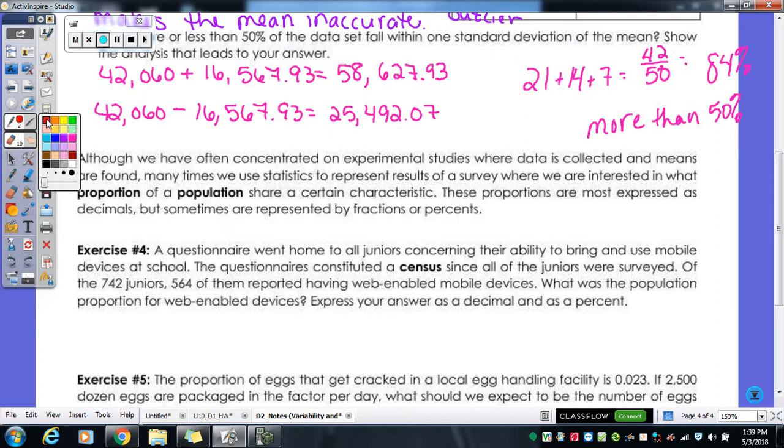All right, our last part, although we often have concentrated on experimental studies when data is collected and means are found, many times we use statistics to represent results of surveys where we are interested in the proportion of a population. Proportions are generally expressed as decimals, so that's how you can tell, but sometimes you can get fractions or percents.